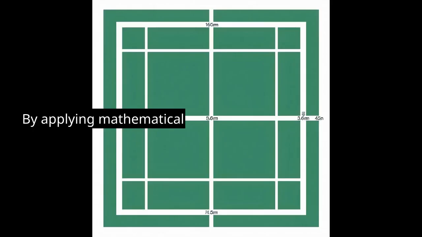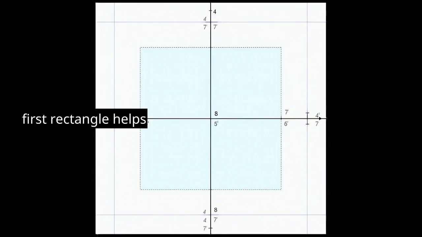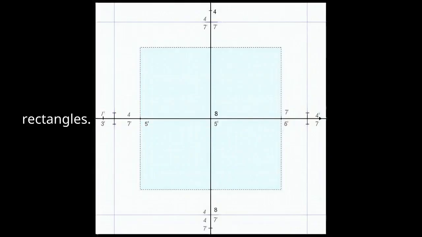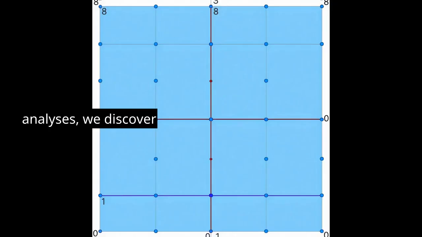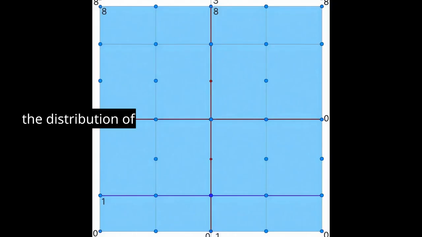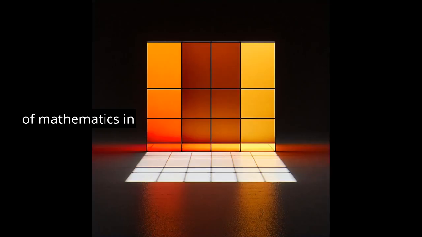By applying mathematical operations, we find that the necessary length of the first rectangle helps us define the other dimensions and distribute them among the remaining rectangles. After performing the necessary calculations and analysis, we discover that the complete side of the square measures 35 units. This reflects a precise balance in the distribution of areas among the 8 rectangles and highlights the elegance of mathematics in providing accurate and balanced solutions.